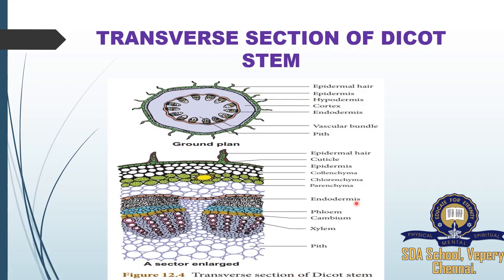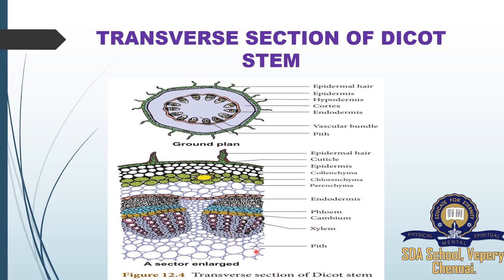After this endodermis we have a phloem cambium. These blue color parts, phloem. Next, these yellow color parts. After the blue color we have a cambium. Next, these strip-like structures. The circular structures are arranged one by one like a strip. This one we can say is the xylem.